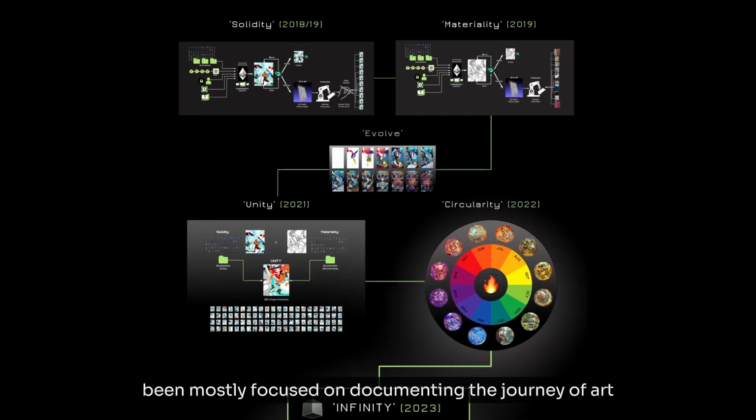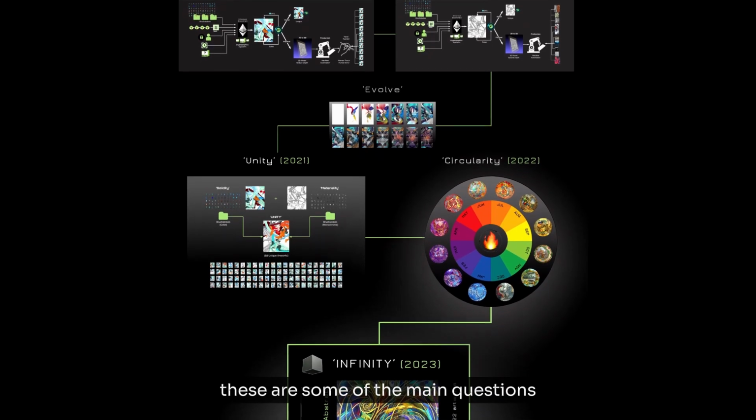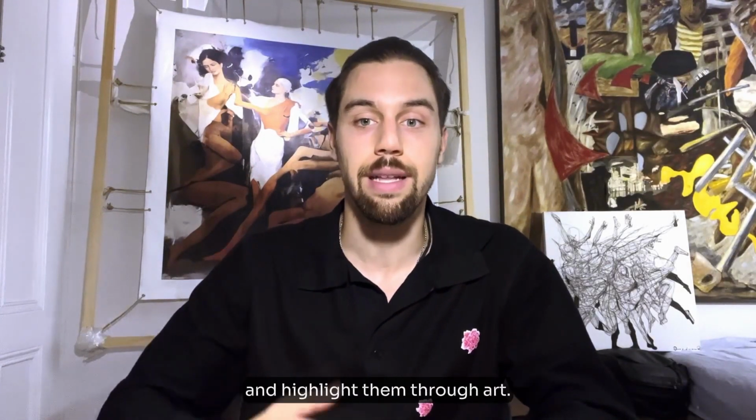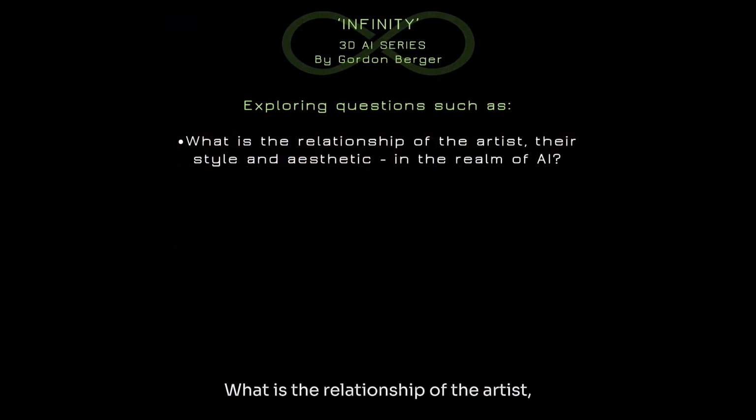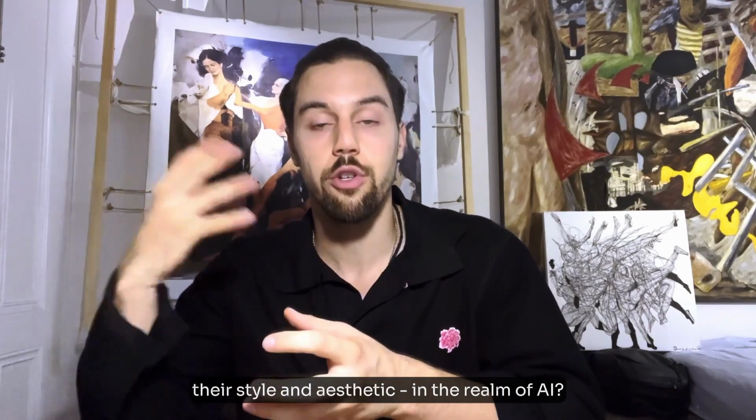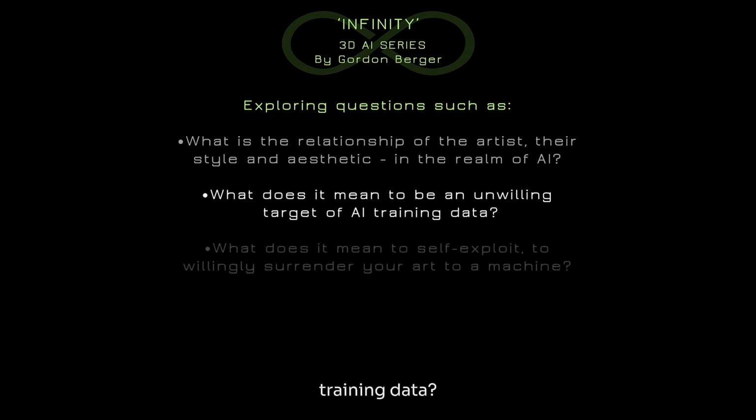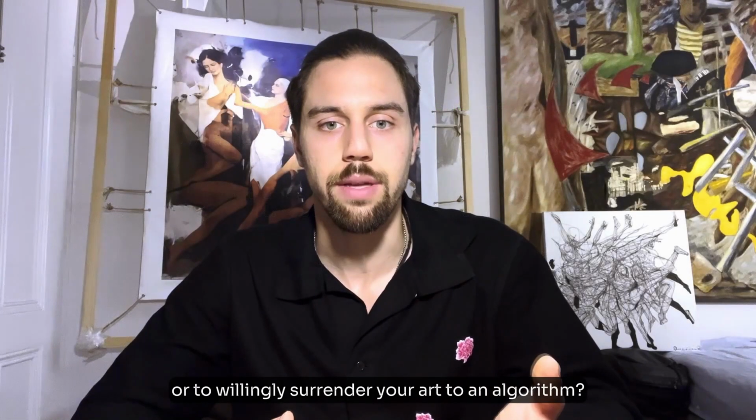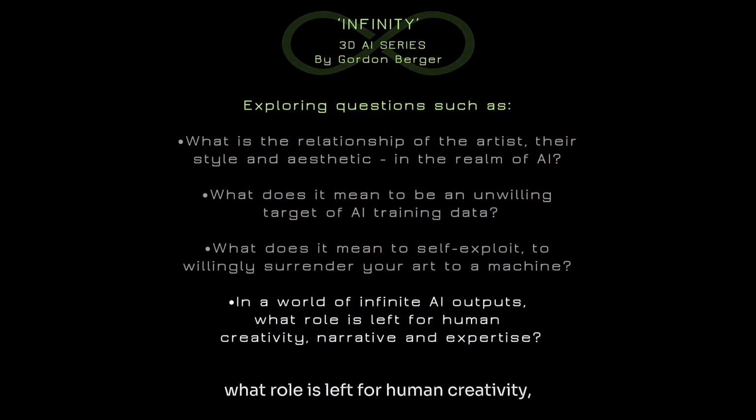Since my work has so far been mostly focused on documenting the journey of art evolving with algorithms, these are some of the main questions that many people have at this moment, and I believe it is important to examine and highlight them through art. So questions such as, what is the relationship of the artist, their style and aesthetic, in the realm of AI? What does it mean to be an unwilling target of AI training data? Also, what does it mean to maybe self-exploit or to willingly surrender your art to an algorithm? And in this new world of infinite AI outputs, what role is left for human creativity, narrative, and expertise?